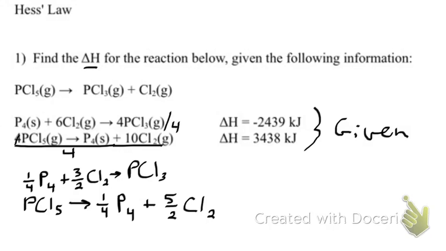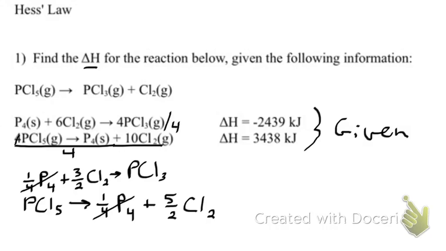Alright, so now here's my favorite part of these reactions, because you get to start canceling things out and see the work that you've done. If you see here we have 1/4 P4 on the reactant side, and in this reaction we have 1/4 P4 on the product side. Because they're on opposite sides of the arrow, they can cancel each other out. So those guys are gone.